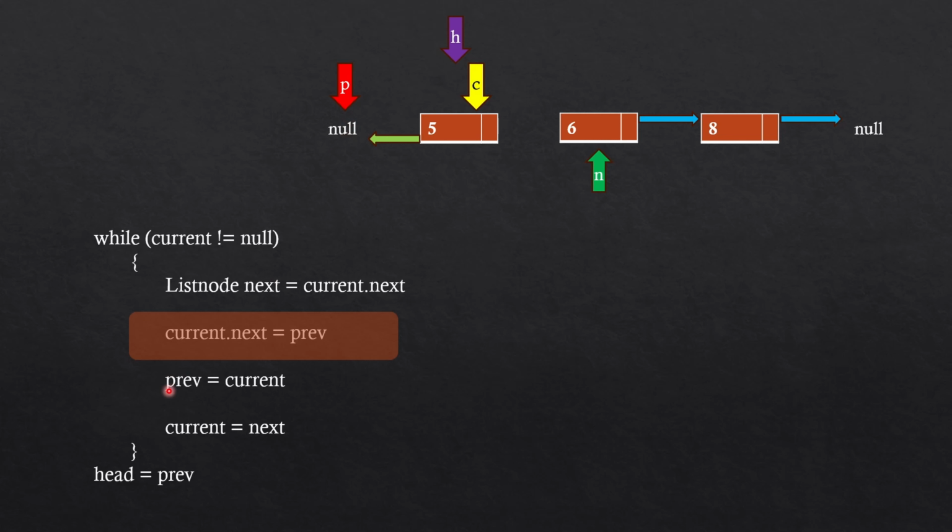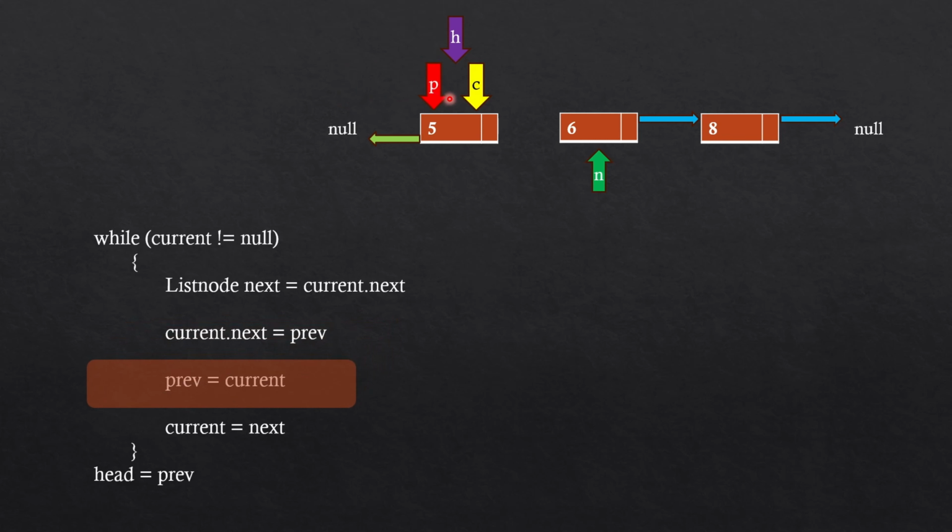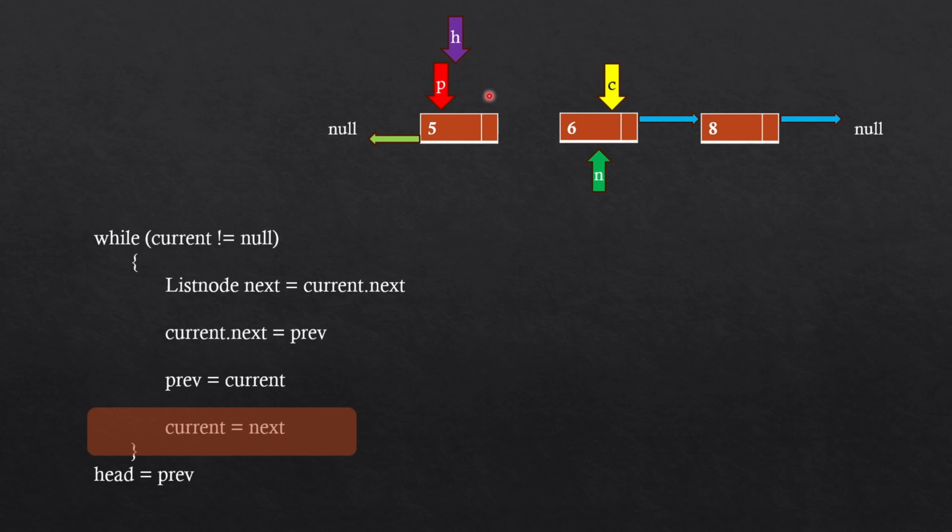And now we will update our previous with our current. So this is our current, and if we update our previous with the current, it will look like that. And now we will update our current with our next. So our next is here, right? So we will update our current with the next. So this is how it looks now. Okay, so till now we are good, and as you can see, our 5, which was the head of our linked list, is in the reverse direction right now, right?